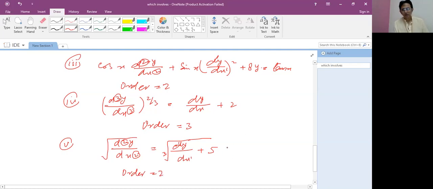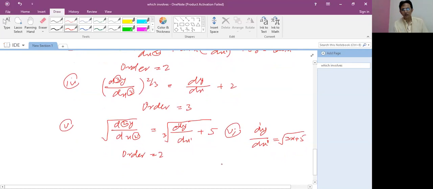And the last example about the order: dy over dx is equal to 3x plus 5. This is called the order. The highest differential coefficient present in the differential equation is known as the order. So the order of the given differential equation is 1.